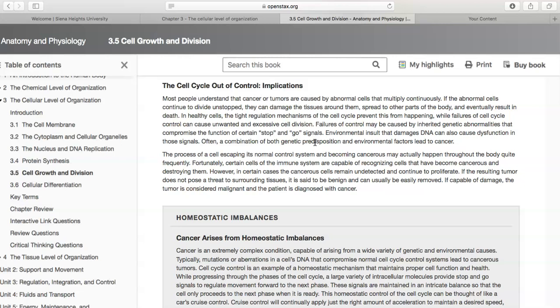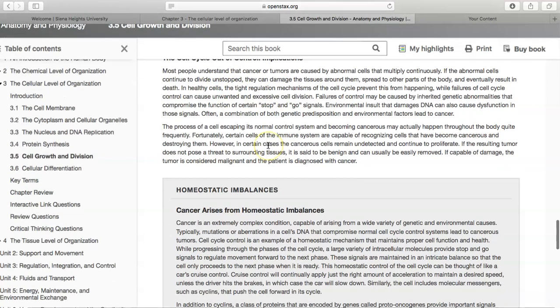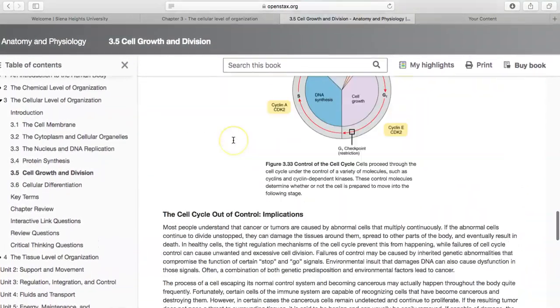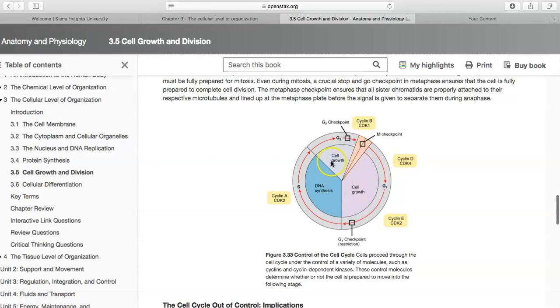In healthy cells, we know that the tight regulation of these mechanisms prevent this from happening. But when failures happen, it can cause, unfortunately, unwanted and excessive cell division. So it's just real-world implications of when that cell cycle control fails. If you think about it, it's really, really impressive how good cells are of controlling this, right? Because this happens millions upon billions of times every day in your body. And 99.9% of the time, everything goes according to plan.